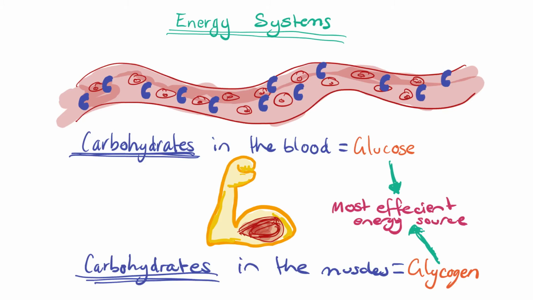Let's start by having a look at how carbohydrates can provide us with energy. Carbohydrates, which are found in the blood system, is what we call glucose. You may have already heard the word glucose in products that have sugar in them, for example glucose lollies, and this glucose travels in the blood system. Carbohydrates, which are in the muscles and in the liver, are known as glycogen, and these are just similar to glucose but a more refined form. Glucose and glycogen are the most efficient energy source.